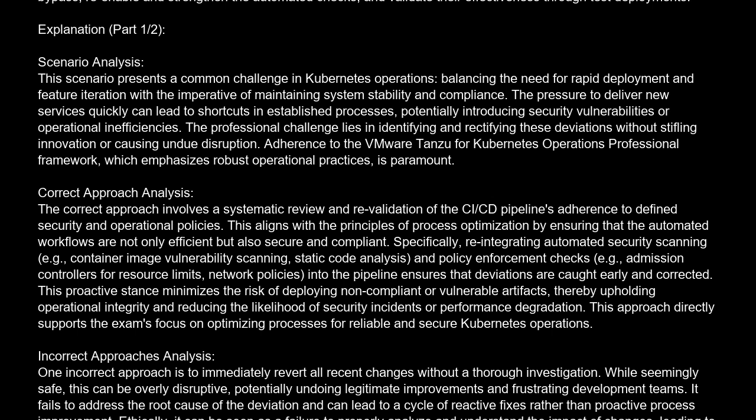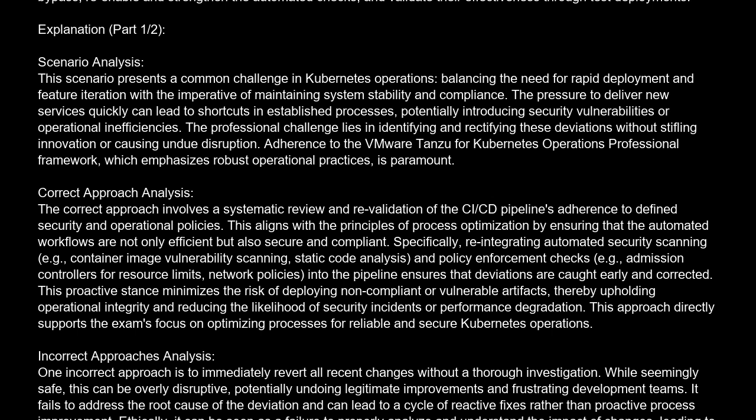Explanation. Scenario analysis. This scenario presents a common challenge in Kubernetes operations, balancing the need for rapid deployment and feature iteration with the imperative of maintaining system stability and compliance. The pressure to deliver new services quickly can lead to shortcuts in established processes, potentially introducing security vulnerabilities or operational inefficiencies. The professional challenge lies in identifying and rectifying these deviations without stifling innovation or causing undue disruption. Adherence to the VMware Tanzu for Kubernetes Operations Professional Framework, which emphasizes robust operational practices, is paramount.